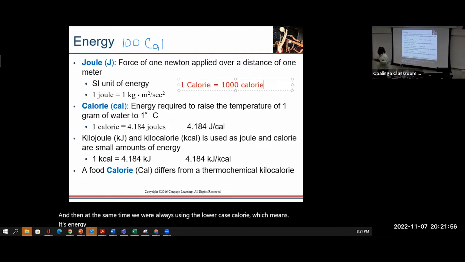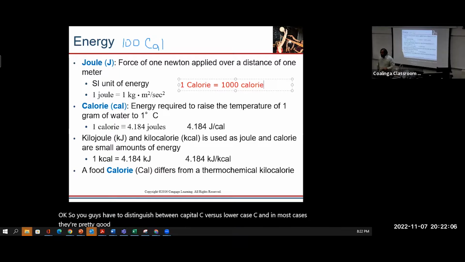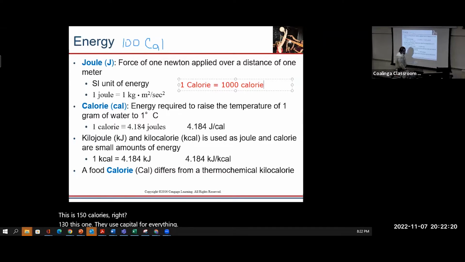And at the same time, we were always using the lowercase c calorie, which means it's the energy that's required. So you guys have to distinguish between capital C versus lowercase. In most cases, they're pretty good about it on nutritional labels. They usually use capital C calories. This is 150 calories, actually 130. But this one they use capital for everything. Capital C calorie, right?